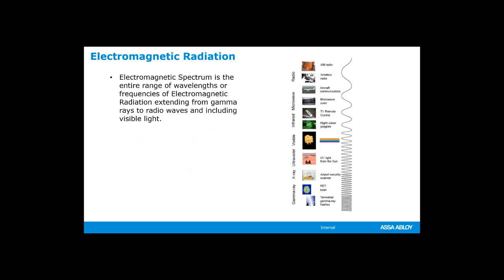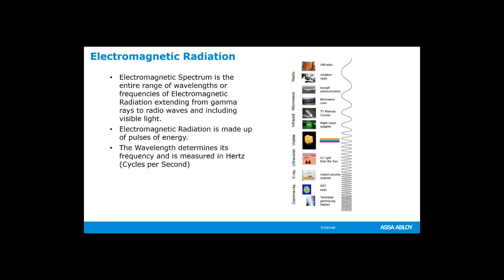The electromagnetic spectrum is the entire range of waves or frequencies of electromagnetic radiation, extending from gamma rays to radio waves, and includes visible light. Electromagnetic radiation is made up of pulses of energy. The wave determines the frequency and is measured in hertz, or cycles per second. Electromagnetic waves can travel through air, through solid material, and through the vacuum of space. They do not require any medium for travel, such as sound waves do.